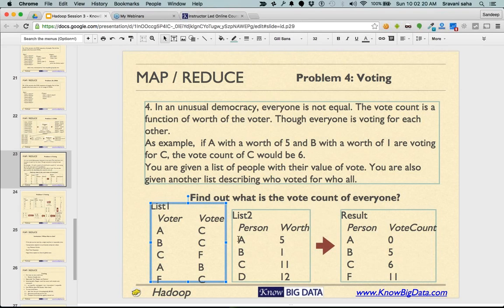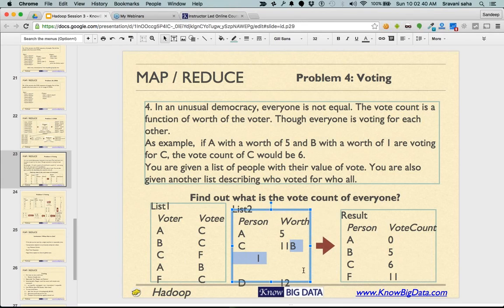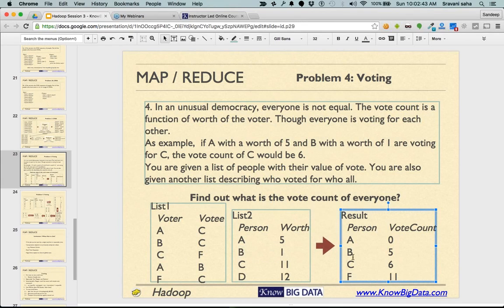So let's say there's list one and list one containing votee and voter. A voted for C, B voted for C, C voted for F, and F voted for C. And you have second list which has person and their worth, meaning A has got a worth of 5, B has got a worth of 1, C has got a worth of 11, and D has got a worth of 12.